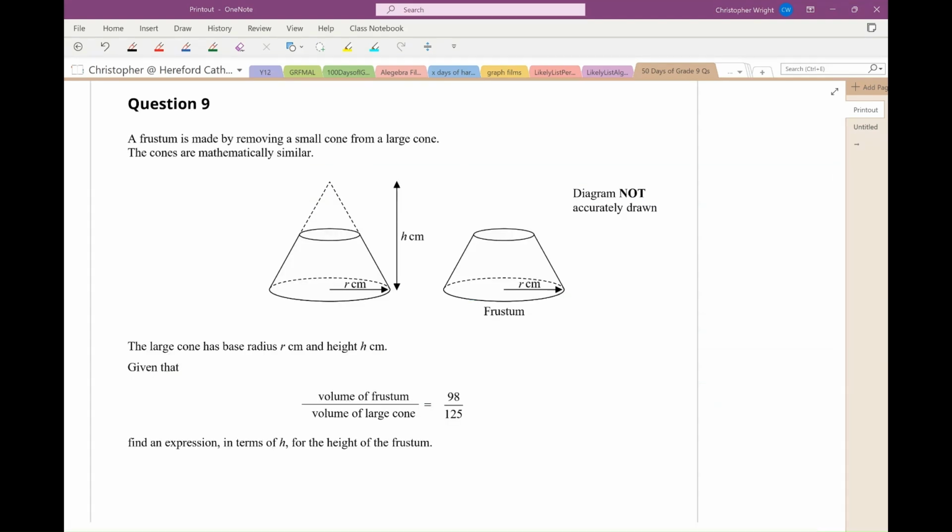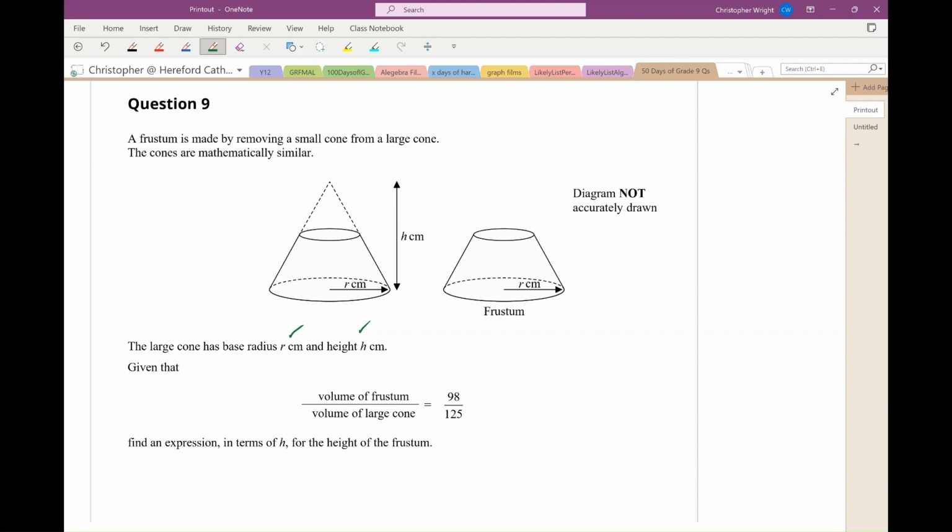Question 9. A frustum is made by removing a small cone from a large cone. The cones are mathematically similar. Okay, I'm just looking at the picture here and taking it on board. The large cone has a base radius of r and a height h, that's mentioned there. Given that the volume of the frustum is 98/125ths of the volume of the large cone.